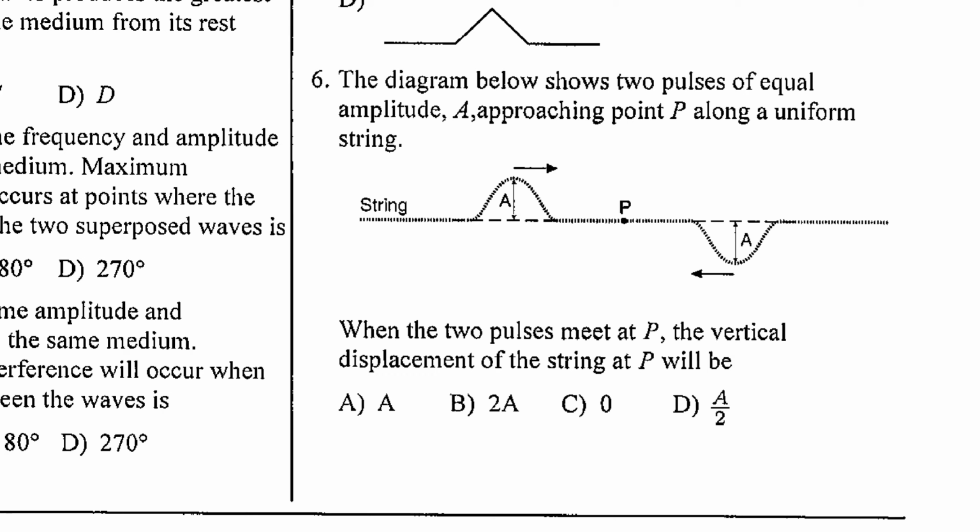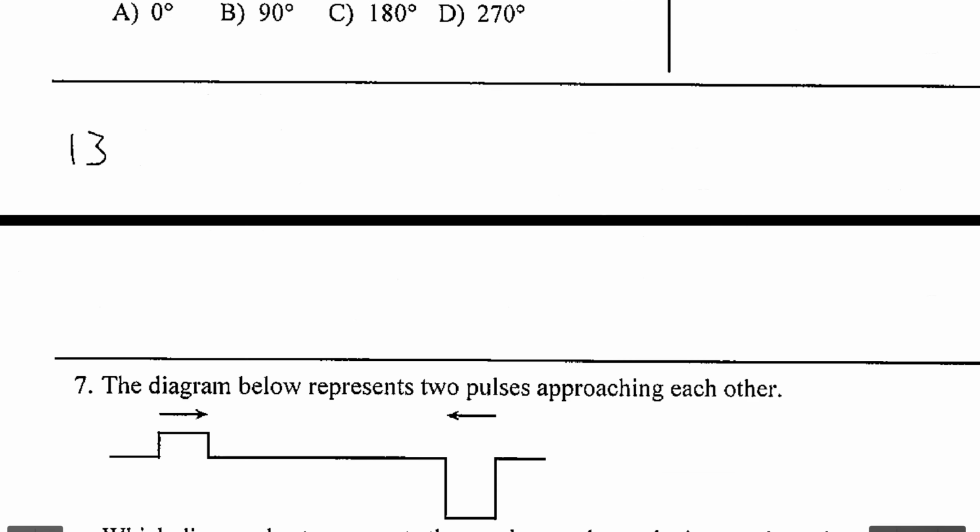So we have a crest and a trough, and it says when the two pulses meet at point P, the vertical displacement of the string will be 0. These are destructively interfering. So if this was positive 1, and this is on the opposite side, so it's negative 1, and when they interfere, you add the amplitudes together. So at point P, for a split second, positive 1 plus negative 1, the amplitude will be 0, and then they'll continue past each other like nothing even happened.